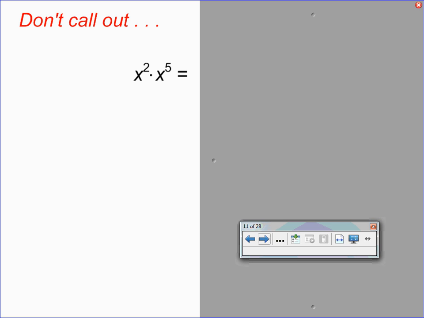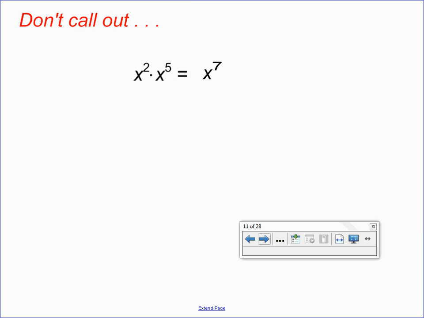Don't call out. What is x squared times x to the fifth fully simplified? Number 7. Sarah says you're correct. So what do we do when we multiply two powers together with like bases? We can add exponents. That's pretty sweet.